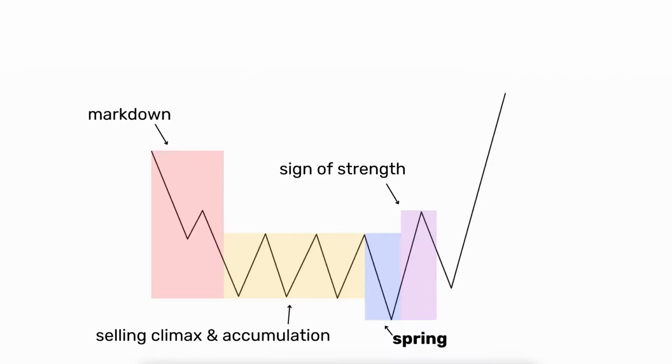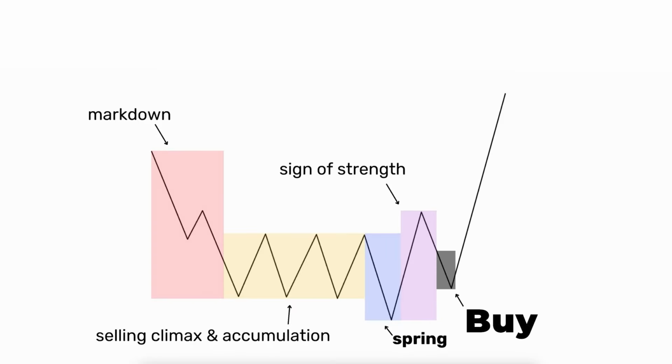We see sellers dominating during the markdown, buyers stepping in during the selling climax and accumulation range, and then sellers making one final push in the spring. The sign of strength confirms that buyers have overcome all the selling pressure, closing the market above the previous highs of the selling climax and accumulation range.